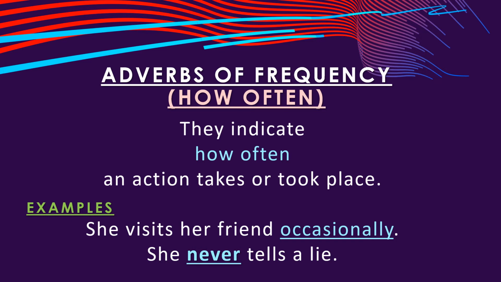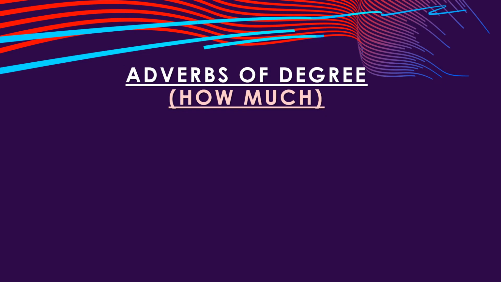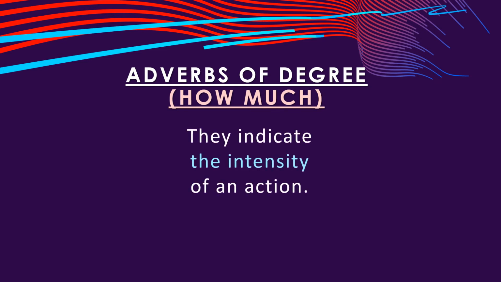The next one is adverbs of degree. These adverbs tell us how much of the work has been done, the degree of the work, or you can say the intensity of an action. They indicate the intensity of an action. We can understand them better with the help of the given examples here.